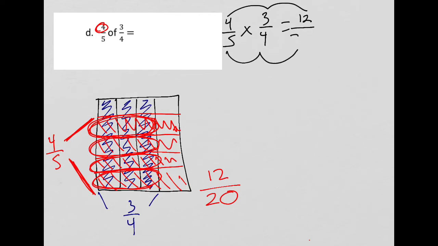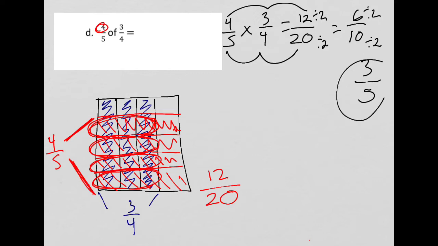5 times 4 is 20. So 12 20ths. I can simplify these because they're both even. So if I just divide by 2, I get 6/10. I can still simplify these because they're both even. So I get 3/5. So 12 20ths equals 3/5, or 4/5 of 3/4 is 3/5.